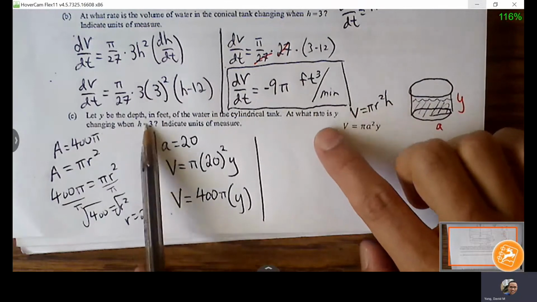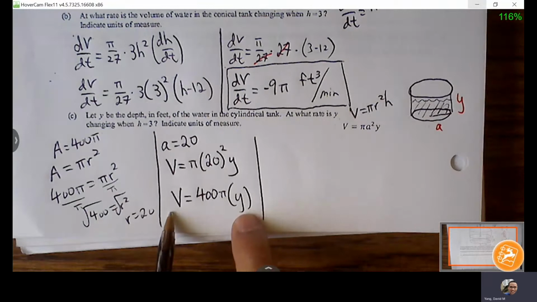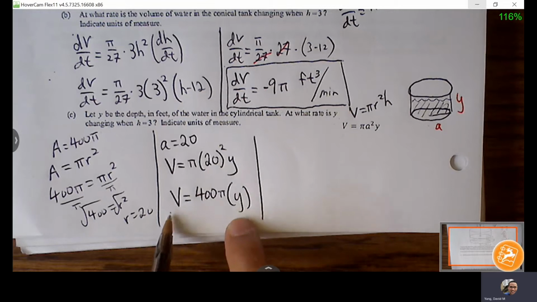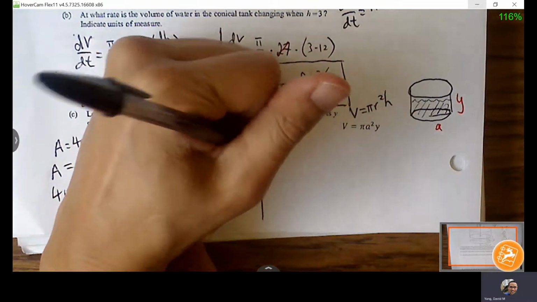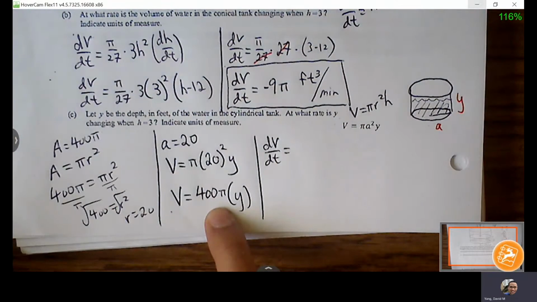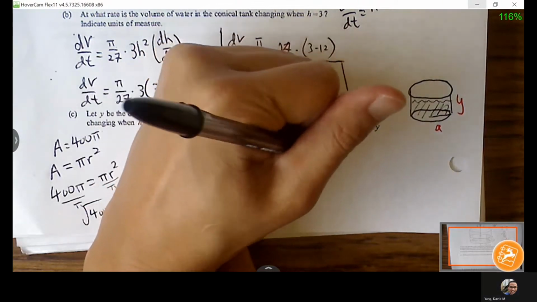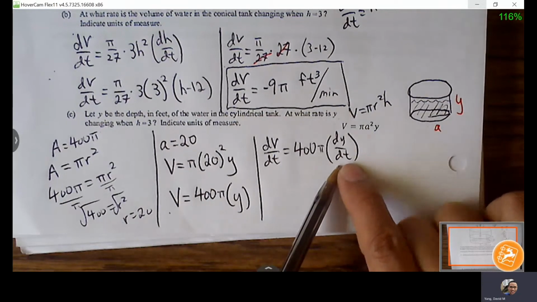Okay, if we read the problem here, it says, at what rate is y changing? So we're ultimately looking for dy/dt, and I think we should have an easy path towards solving for dy/dt, right? Now that we have a, the radius, taken care of, we can find the derivative, okay? So V becomes, okay, dV/dt. What does 400 pi y turn into? 400 pi dy/dt. Okay, we're looking for dy/dt.